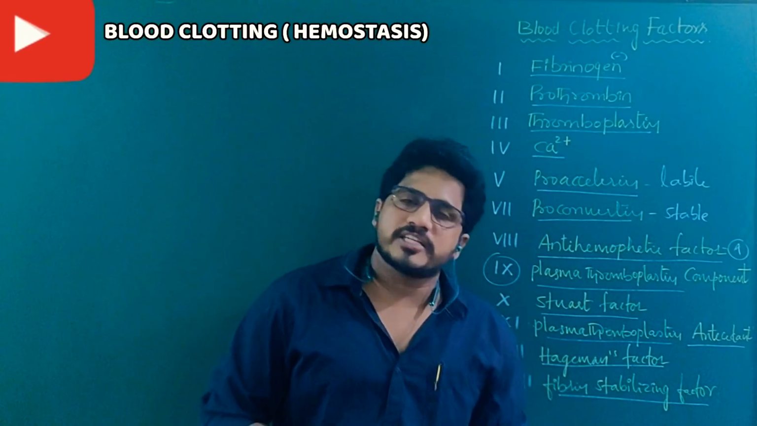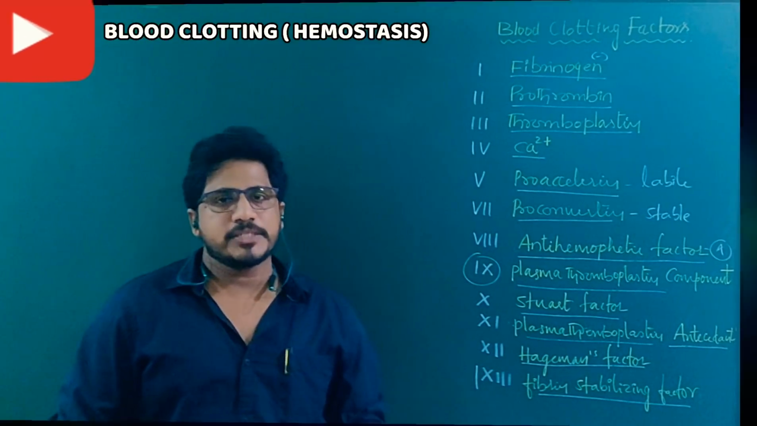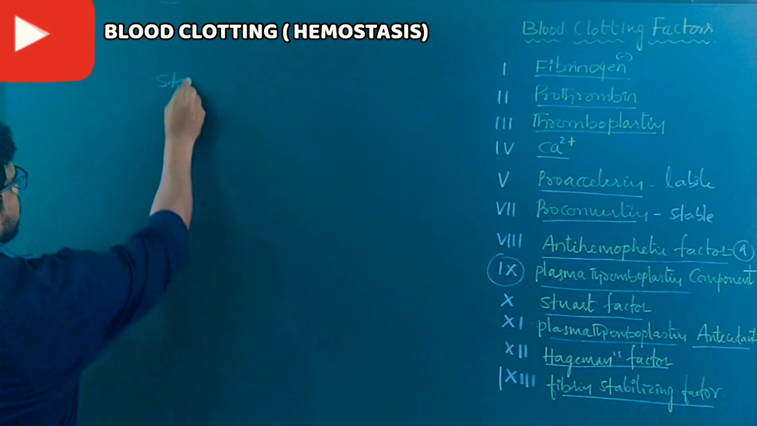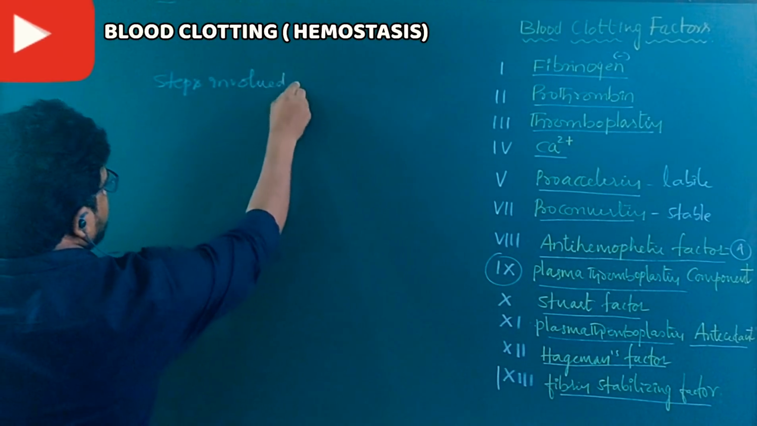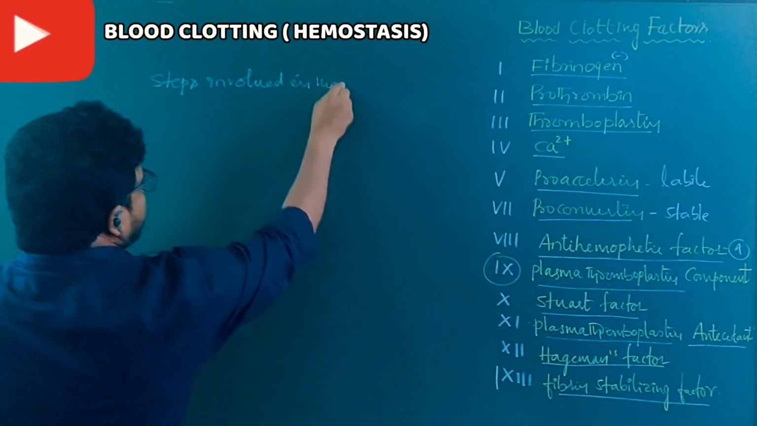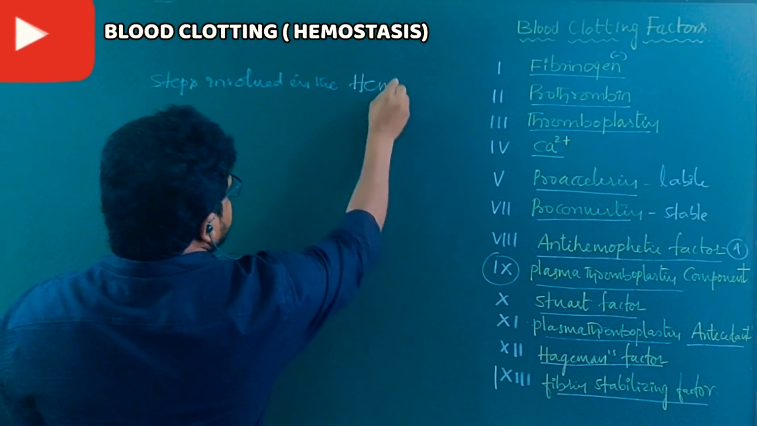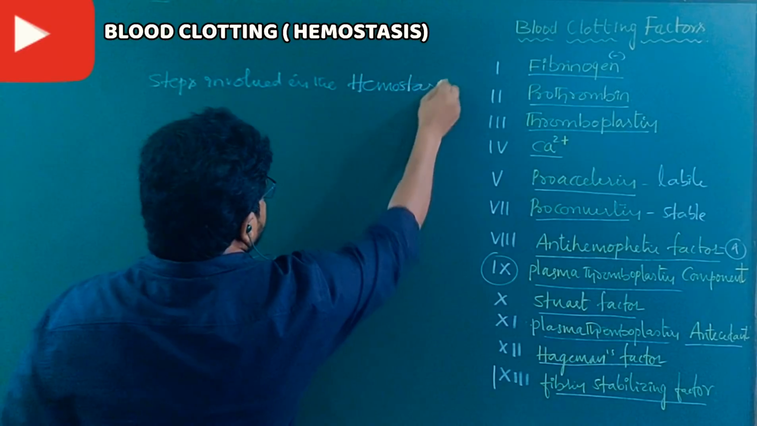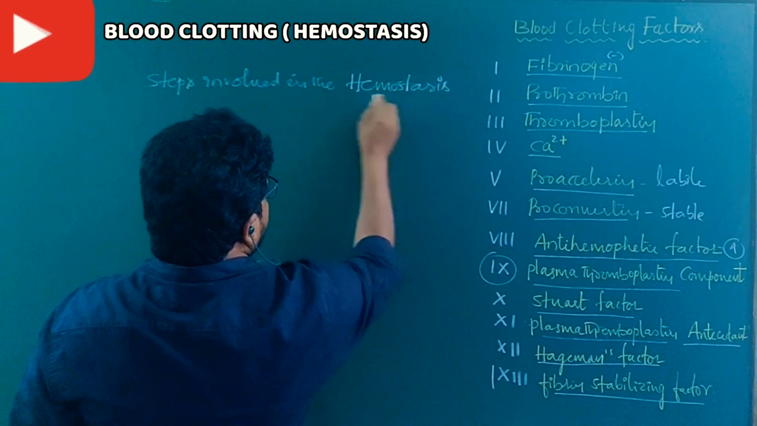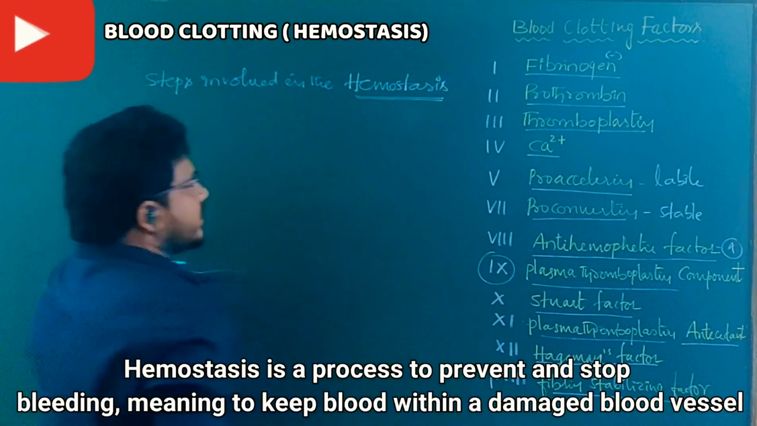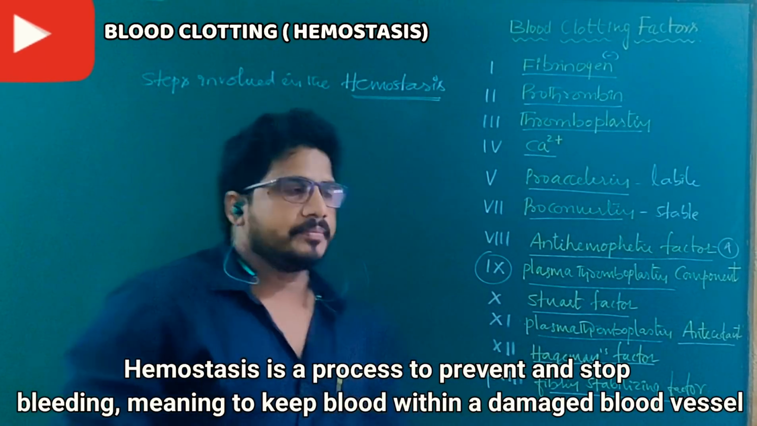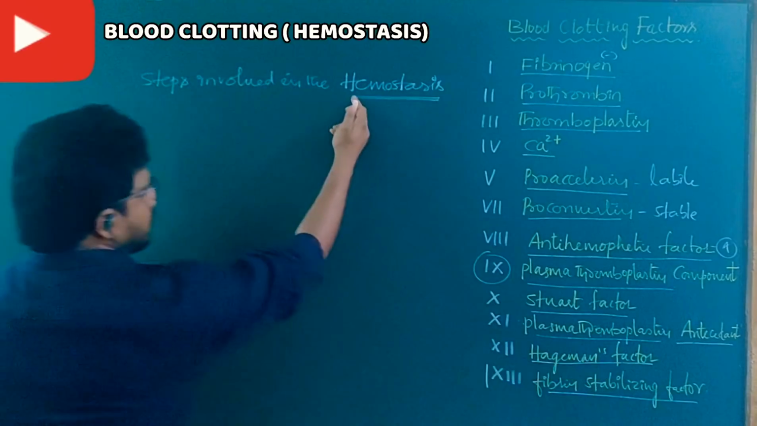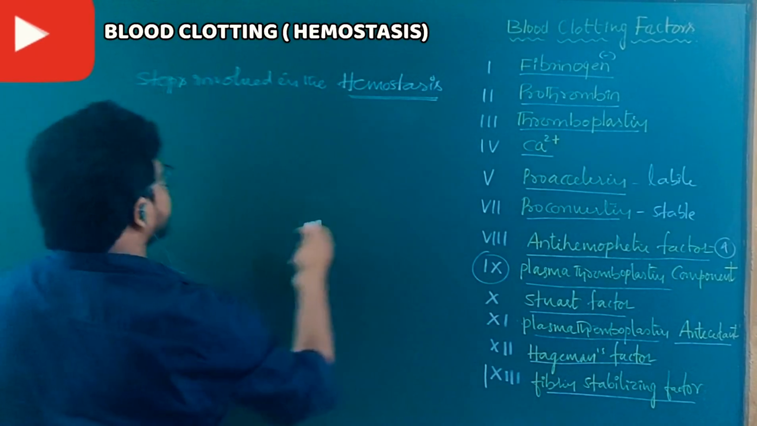Let us see the steps involved in the hemostasis process. Steps involved in the hemostasis process of blood clotting. Hemostasis means prevention of blood loss. Hemo means blood, stasis means control.